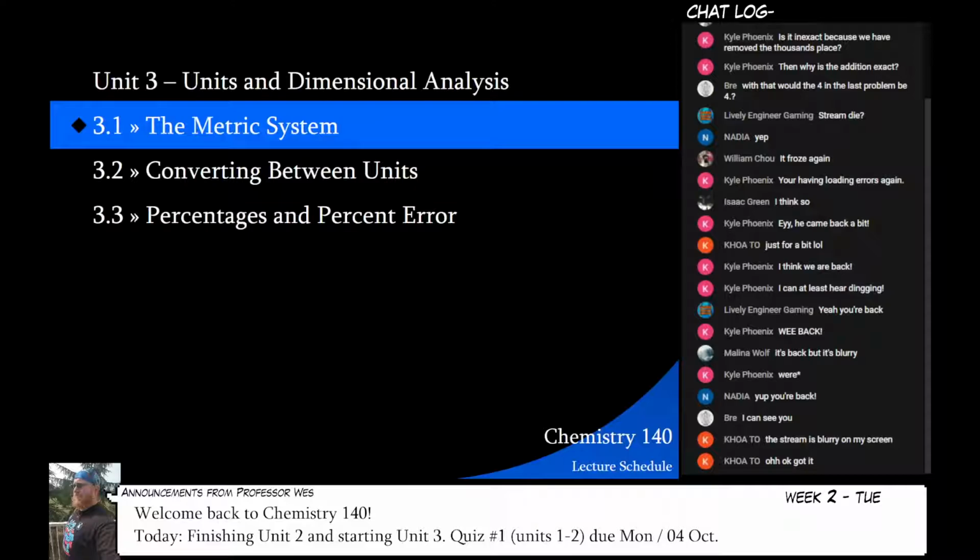Okay, so we've officially finished Units 1 and 2. And we're going to move on to Unit 3. Unit 3 is actually a pretty meaty unit, despite it only being 3 sections long. And we're going to spend quite a bit of time on this because this is probably the most important skill for the first half of the quarter.